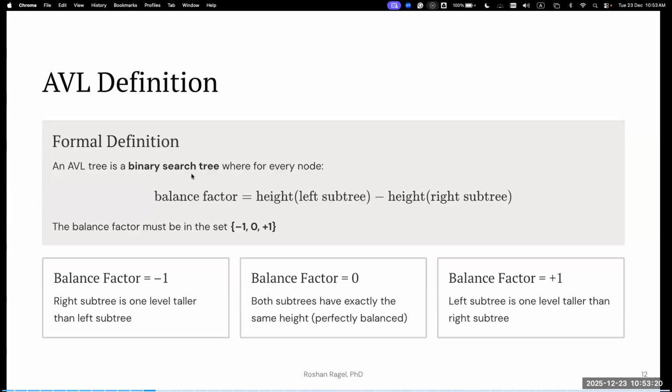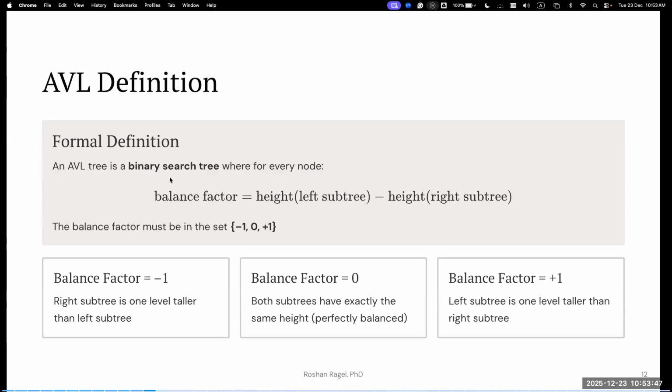The binary search tree property is that every node should have a maximum of two children: 0, 1, or 2. For every node, the left subtree will have elements that are smaller than that particular node, and the right subtree will have elements that are larger than that particular node, which applies to every node in the tree. That's what a binary search tree is.